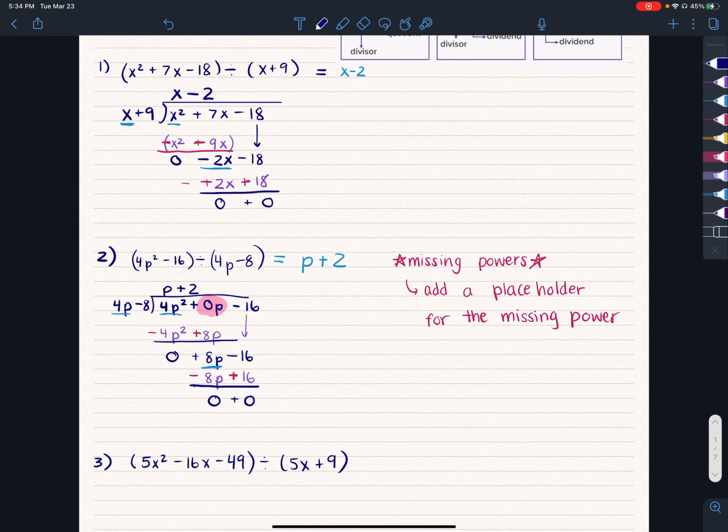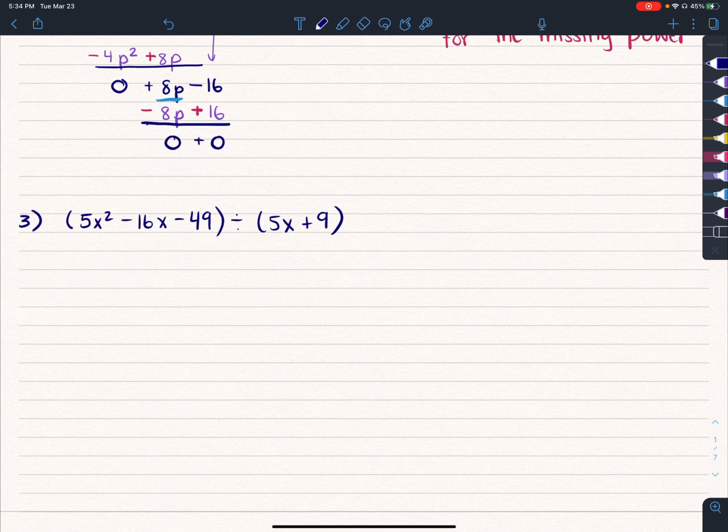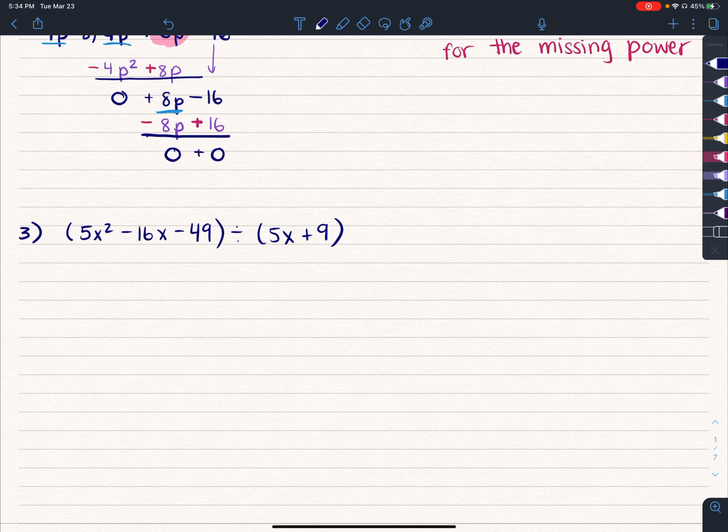Okay, so now we have our last example. So we're going to do the usual setup. We have 5x plus 9, and that is dividing 5x squared minus 16x minus 49.